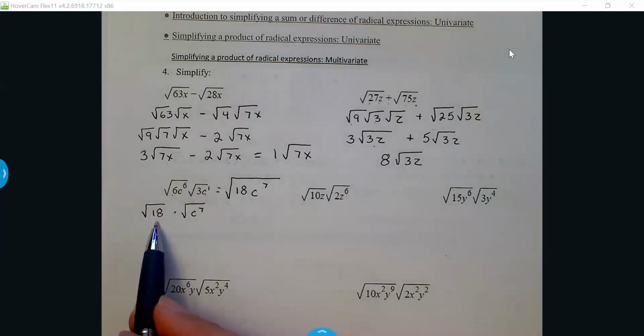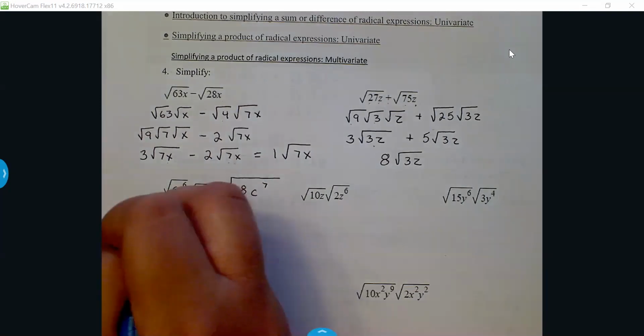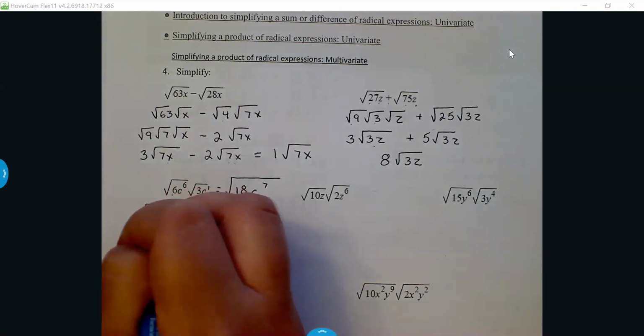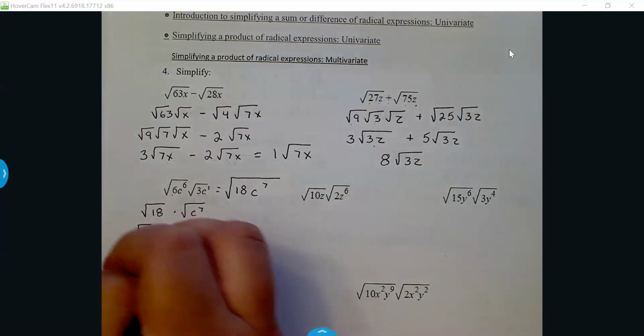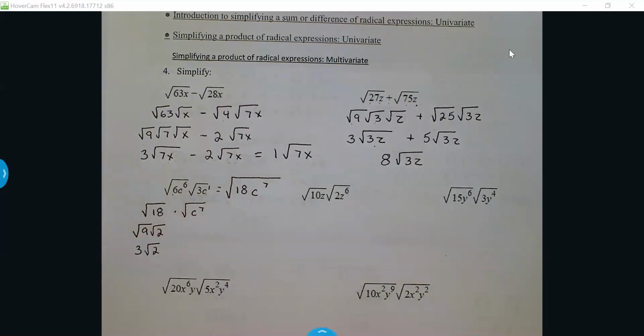So the square root of 18, we're looking for the largest perfect square that goes into 18, and that would be 9. So I have the square root of 9 times the square root of 2. Now the square root of 9 would be 3. So I'm looking at 3 times the square root of 2.